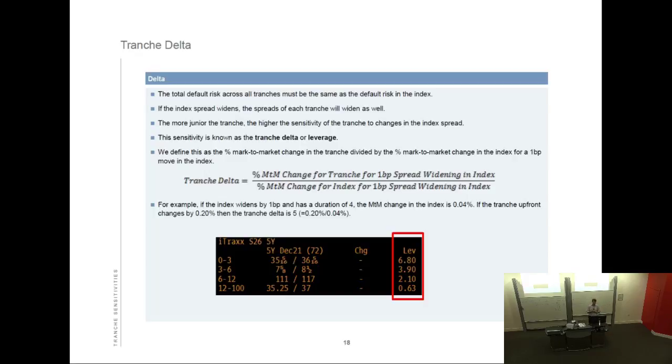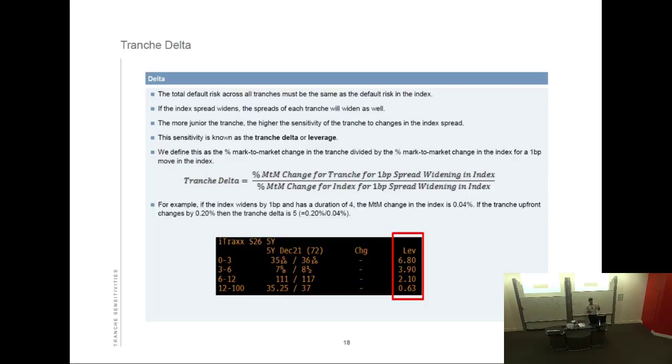And so if you calculate that for the iTraxx tranches, for example, you'll see that your 0 to 3 tranche, the equity tranche, has a very high delta of 6.8 in this example. Okay, so what does this mean? It basically means that a tranche, in terms of its sensitivity to spread moves, an equity tranche, will behave like 7 times an index position. Okay? And the junior mezzanine will still behave like 4 times. The senior tranche will still behave like 2 times an index.